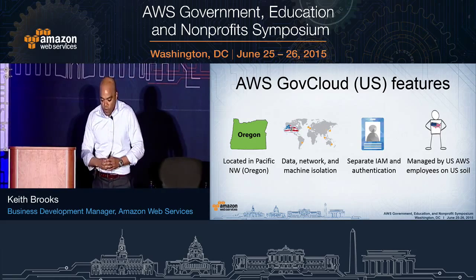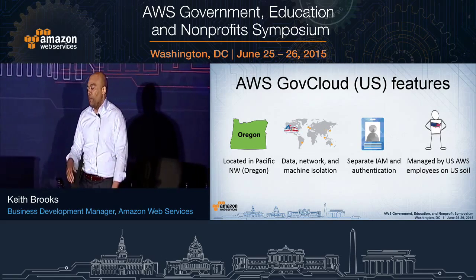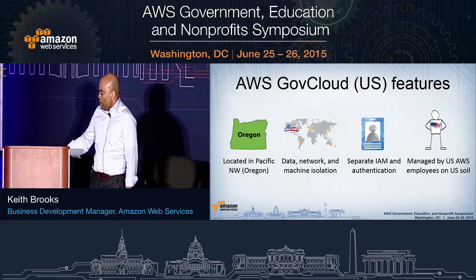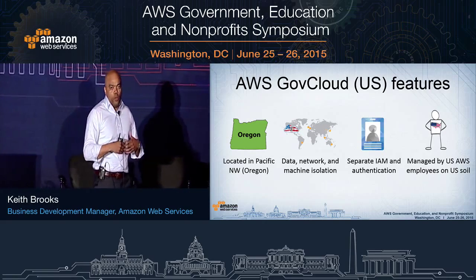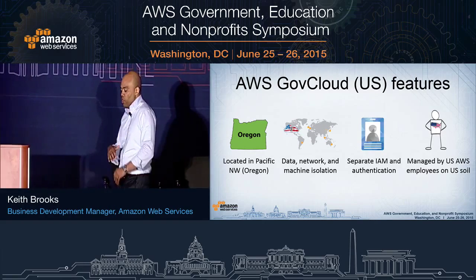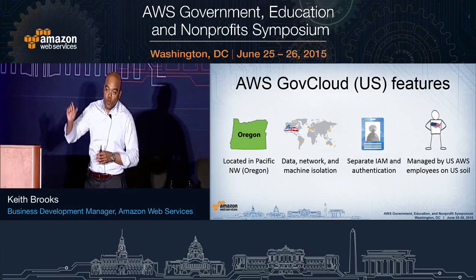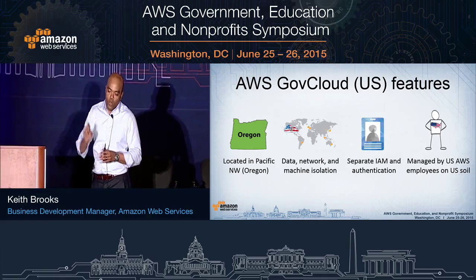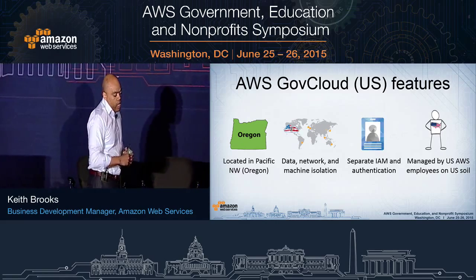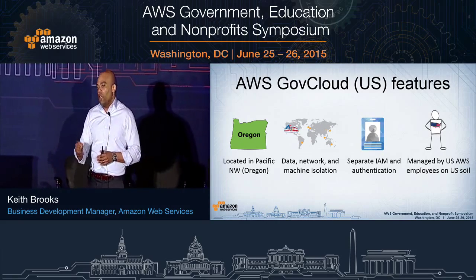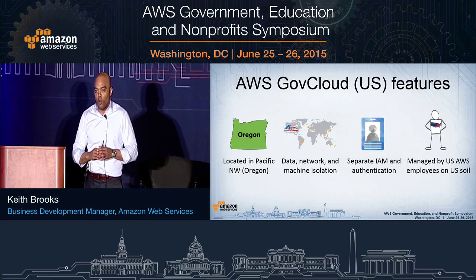The region has a number of unique features that really differentiate it from other regions in our platform. One of which is the data network and machine isolation from our other regions. For those of you who currently use AWS, when you log into the management console in your standard AWS account, there's a region selector in the top right-hand corner. When you click that selector, you get a drop-down that lists 10 regions of the AWS platform. You will notice that GovCloud is not one of those regions, for the simple fact that the region is isolated from all of our other regions.